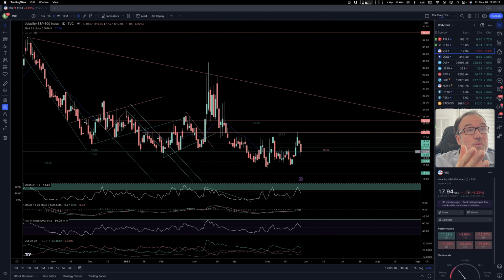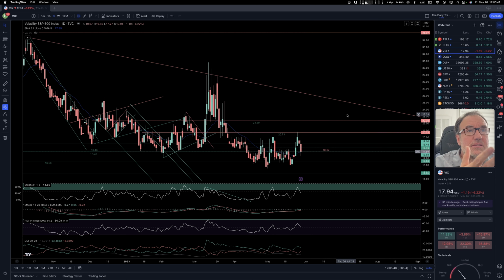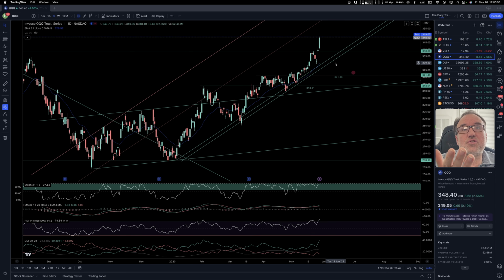VIX is turning around, so we are down 1.19, 6.22%, closed at 17.92. This is what's making the stock market move like this. And again, we see news that debt ceiling hopes fuel stock rally. It's hard to know if it's true or not because nothing has come specifically about the debt ceiling, but I think this is just the randomness of the stock market at play. QQQ, look at this, launching like crazy. So we had a little bit of a stop at 338 and now it's continuing pretty far, up 2.56%.